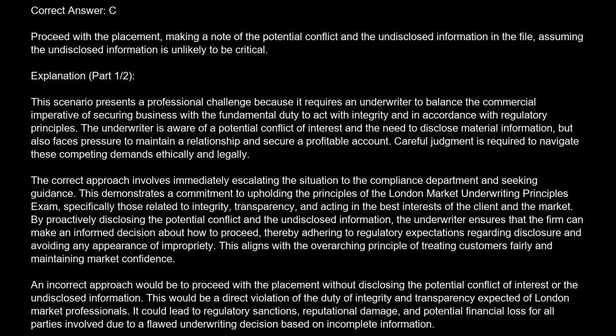This demonstrates a commitment to upholding the principles of the London Market Underwriting Principles exam, specifically those related to integrity, transparency, and acting in the best interests of the client and the market. By proactively disclosing the potential conflict and the undisclosed information, the underwriter ensures that the firm can make an informed decision about how to proceed, thereby adhering to regulatory expectations regarding disclosure and avoiding any appearance of impropriety. This aligns with the overarching principle of treating customers fairly and maintaining market confidence.